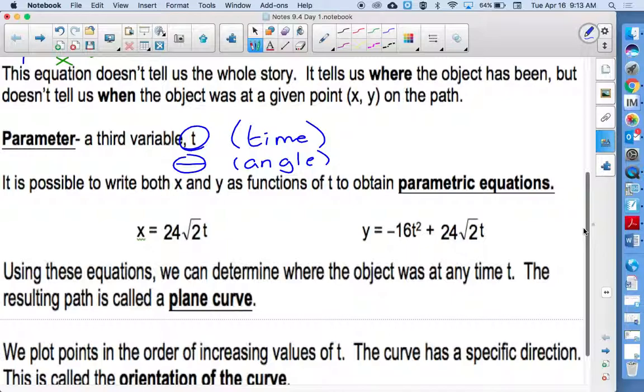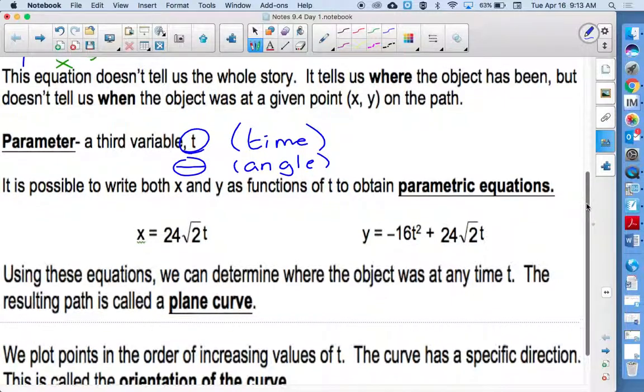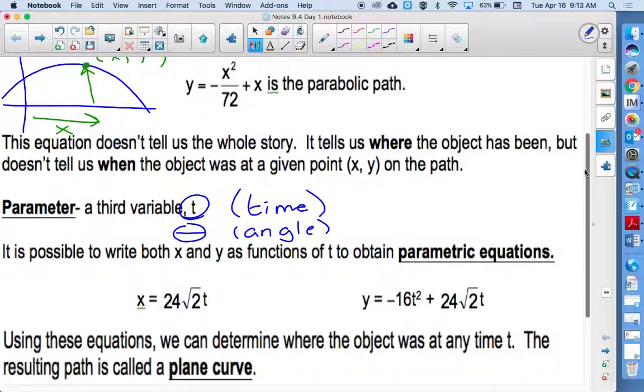So I still have just an x and a y, but that t is now kind of in the equation. So we have this 24 square root 2 times t, and then next to it we have an equation for y: negative 16t squared plus 24 root 2 times t. Again, these equations we will find by using sine and cosine and the angle, the velocity that the object is occurring at. But those 2 equations are created from the original equation that's up there.